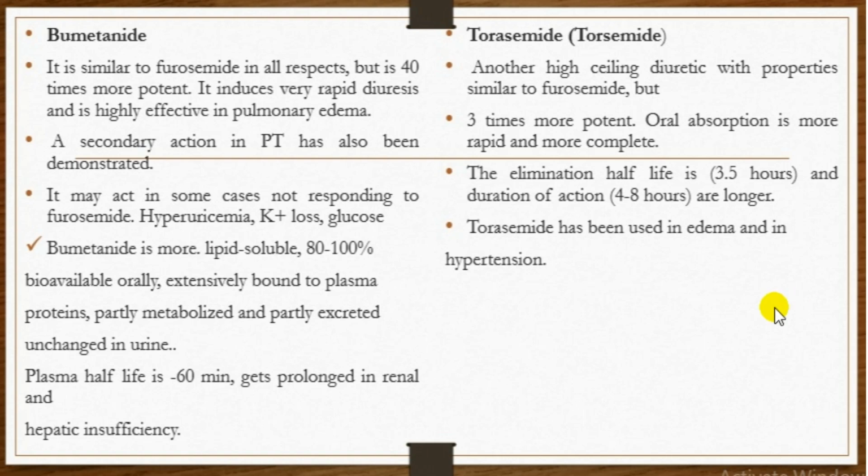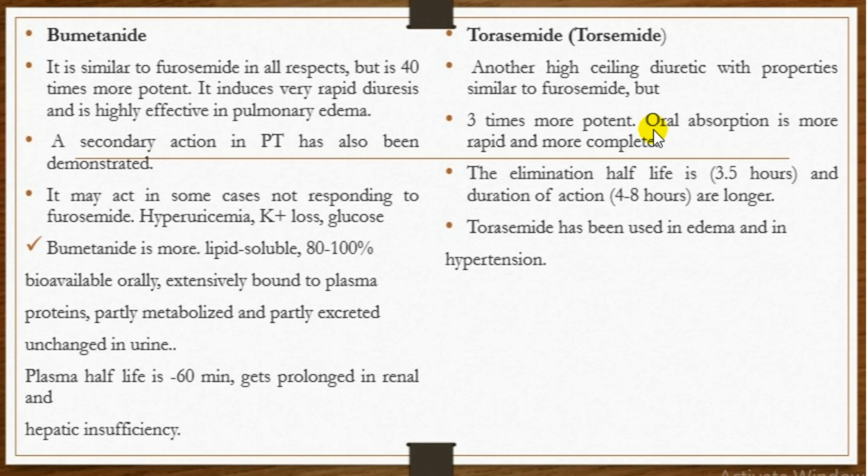And the last one we shall look at is torasemide, which is also another loop diuretic, and its properties are also similar to those of furosemide, yet it is much more potent, about 3 times as potent as furosemide. Its oral absorption is more rapid and more complete, and the elimination half-life is about 3.5 hours, and the duration of action is between 4 to 8 hours or even longer.